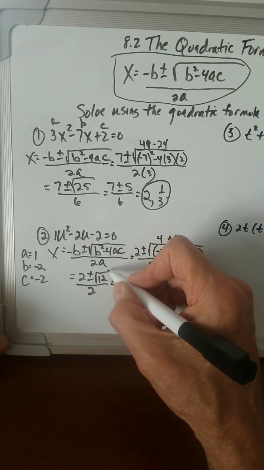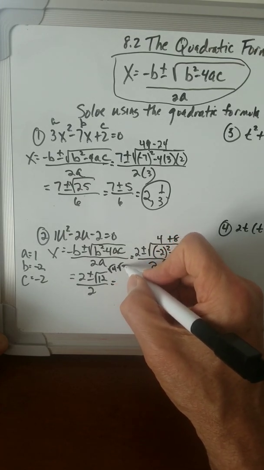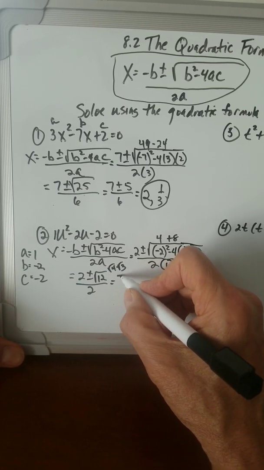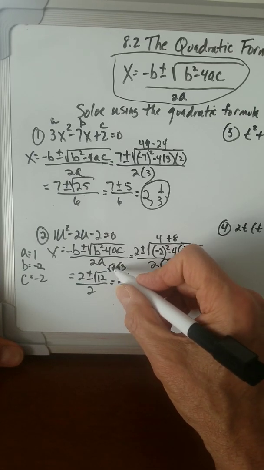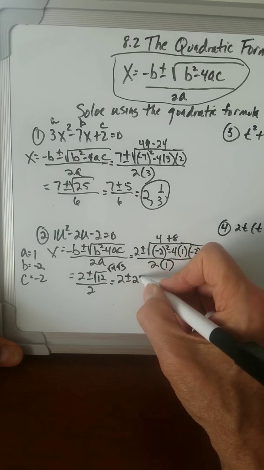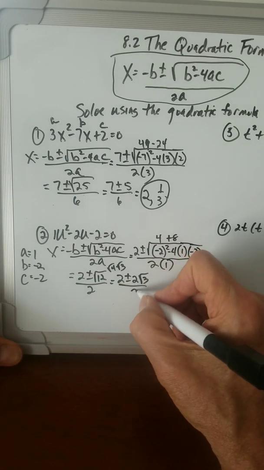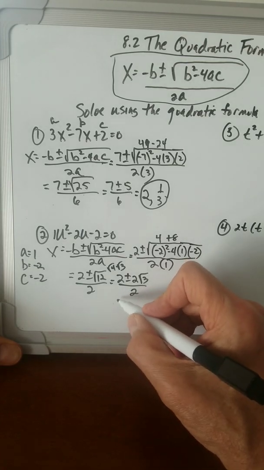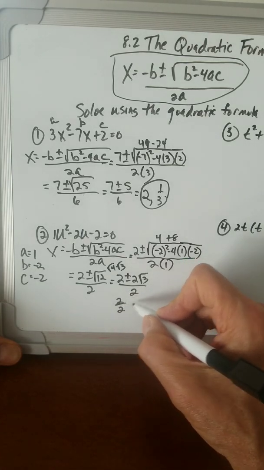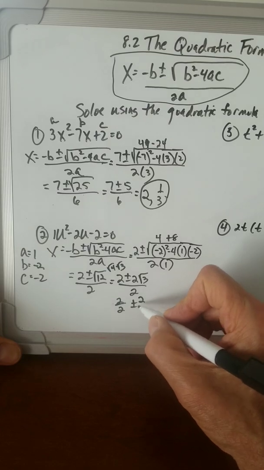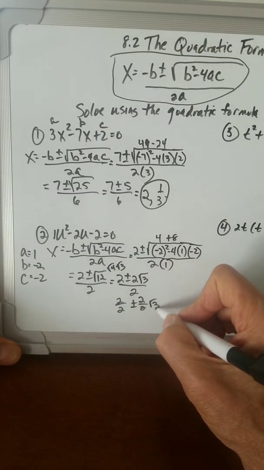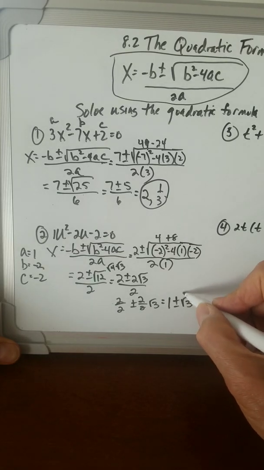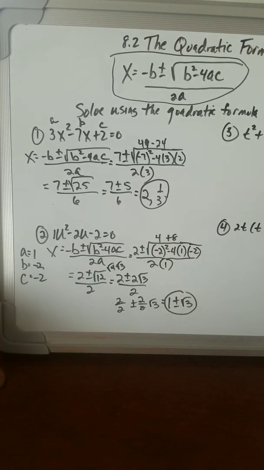Now the square root of 12 is the square root of 4 times 3, because 4 is the highest perfect square that goes into that. So we have 2 plus or minus the square root of 4, which is 2. Bring down the 3, all over 2. And you could divide, you could go 2 over 2 plus or minus 2 over 2 root 3, which is really 1 plus or minus root 3. There you go.